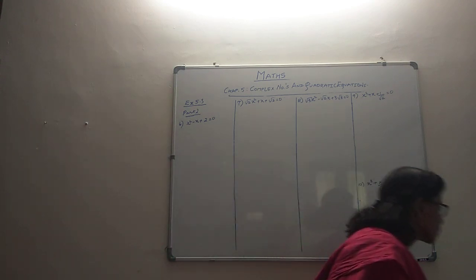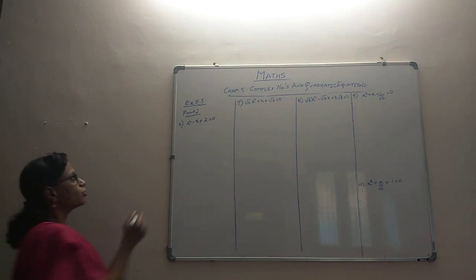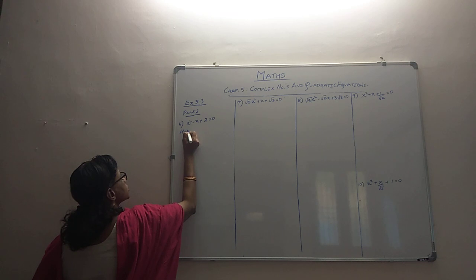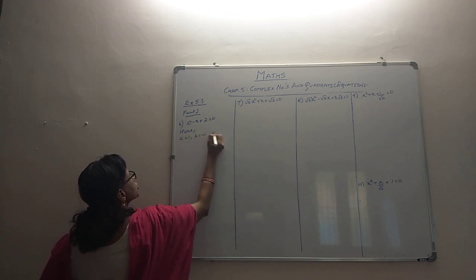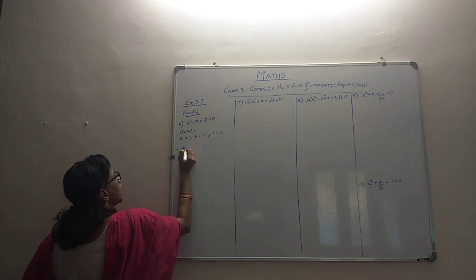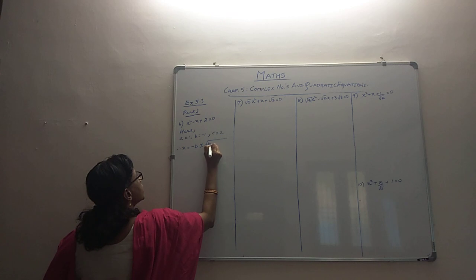We have the sixth question, which says x squared minus x plus 2. We continue our normal way of doing it. Let's find out what a, b and c are here. a is 1, b is minus 1 and c is 2. So our x value happens to be minus b plus or minus root of b squared minus 4ac by 2a. We write the formula once.